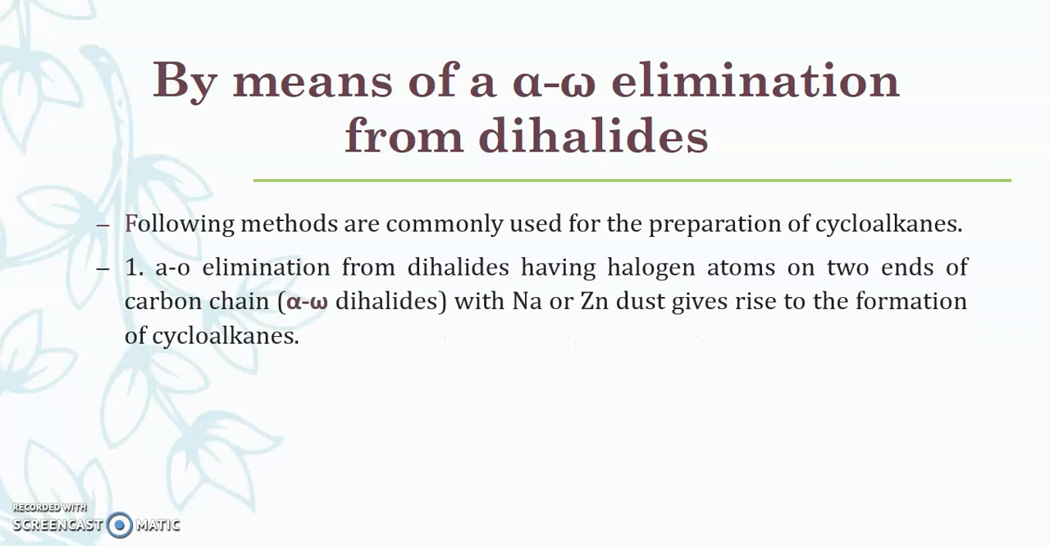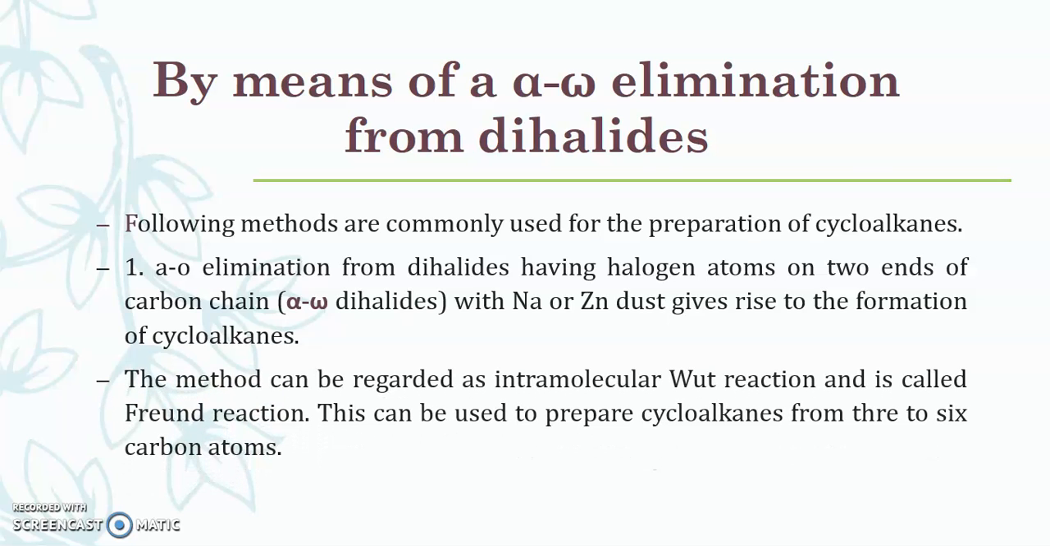Alpha omega elimination from dihalides having halogen atoms on 2 ends of the carbon chain, with either sodium or zinc dust, gives rise to the formation of cycloalkanes. The method can be regarded as an intramolecular Wurtz reaction and is called the Freund reaction. This can be used to prepare cycloalkanes from 3 to 6 carbon atoms. For higher compounds, it is quite difficult to carry out the synthesis.